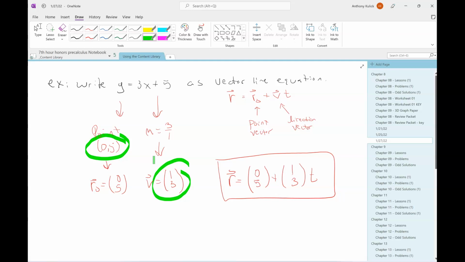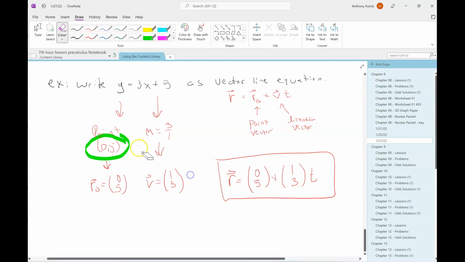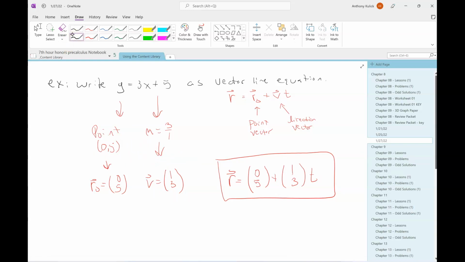Infinite. I could write that as 1 over 3. I could also write it as negative 1 over negative 3. I could write it as 2 over 6. I could write it as negative 2 over negative... I'm sorry. But you see what I mean. It's still the same slope, right? If we call the slope 3, or 6 over 2, or 9 over 3, or whatever, it's still the same slope. But those are different vectors, right? So when we ask you to write the vector line equation, there is no unique answer.